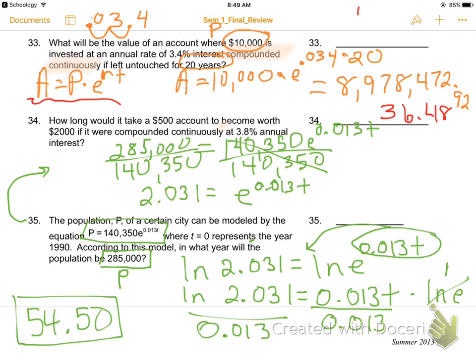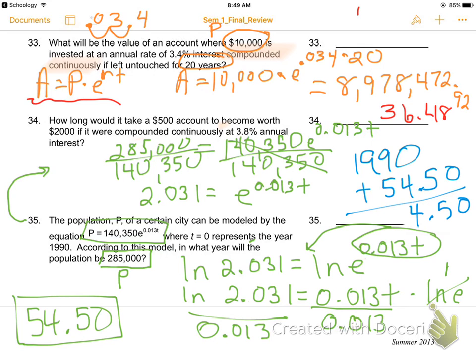Okay, but that's not quite my answer because it says in what year. So if I started when t was 0 in 1990, I'm going to do this over here in blue. If I started in 1990 and I have to add 54.50 years on, that happens in the year 2044.5. So what year does it actually happen in? 2044 would be your answer.